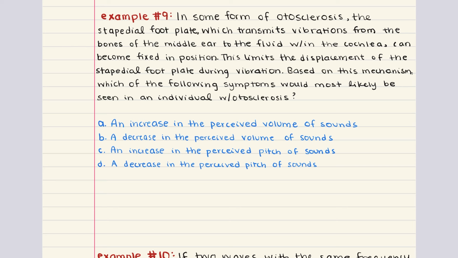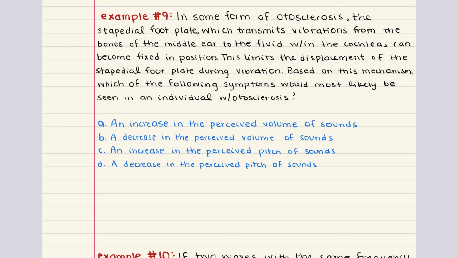A says an increase in the perceived volume of sounds. B says a decrease in the perceived volume of sounds. C says an increase in the perceived pitch of sounds, and D says a decrease in the perceived pitch of sounds. Now, saying that the stapedial footplate has limited displacement during vibration is just another way of saying that the amplitude of the vibration has been decreased.